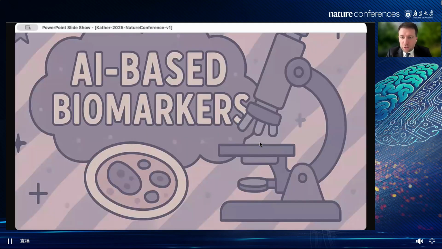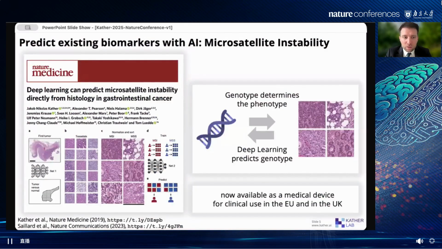First, let me start with a topic that we have been working on for many years that we call AI-based biomarkers. Specifically, we are interested in pathology images of cancer, which are available for every single patient with cancer. And one of the first works in this field that we did back in 2019 was that we hypothesized that pathology slides of cancer can be used for computational image analysis, and not only to make the diagnosis of cancer, but also to predict genetic alterations of the cancer.